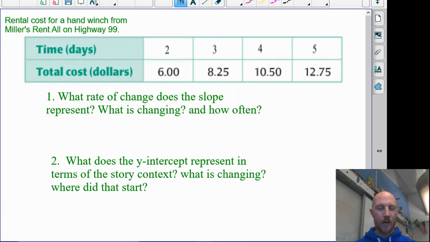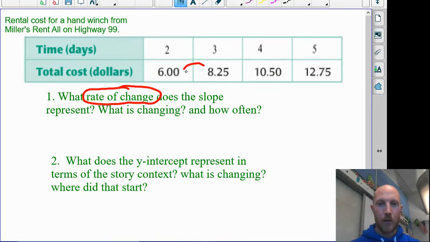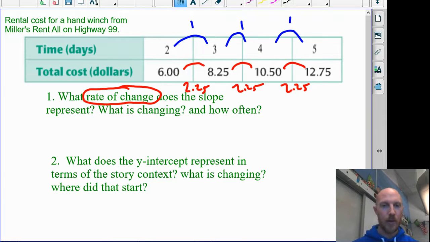So some ways to help get at that: what is changing and how often? Well, if you look at the table, everything is changing. You go across the time column, that's changing. And also you go across the cost column, that's also changing. So what we're after here is the rate that they change in comparison to one another. So the cost is increasing by $2.25 every time the days go up by 1.